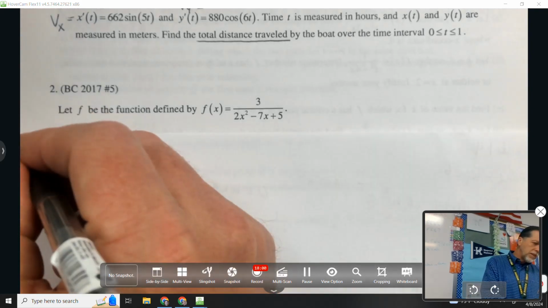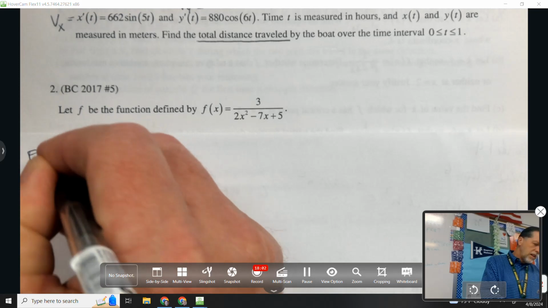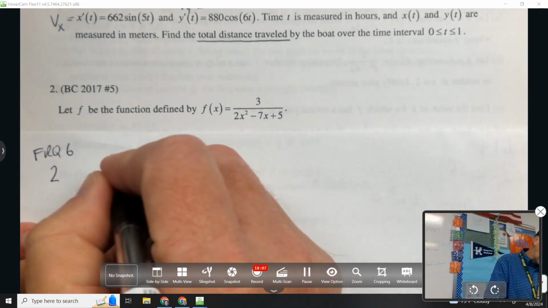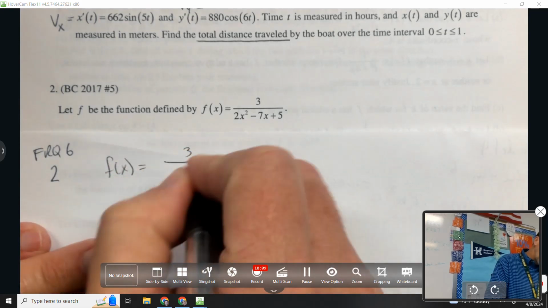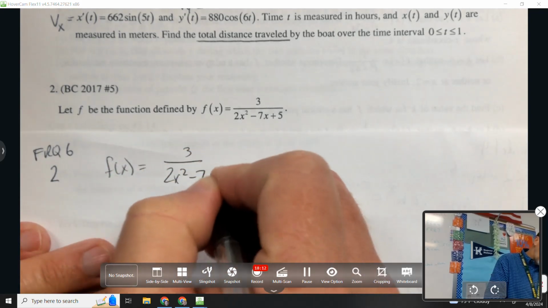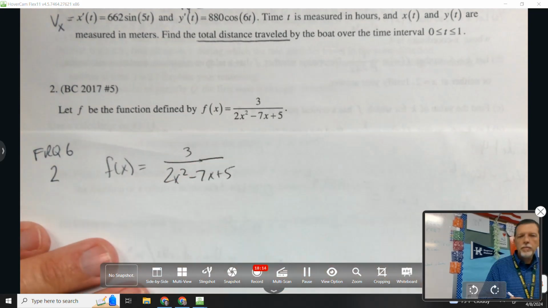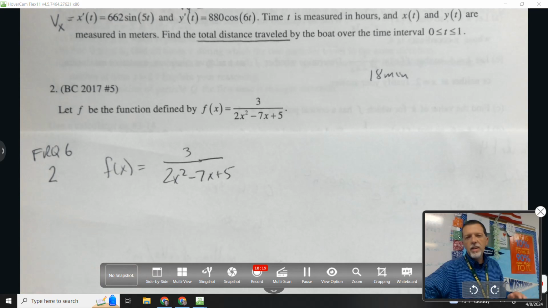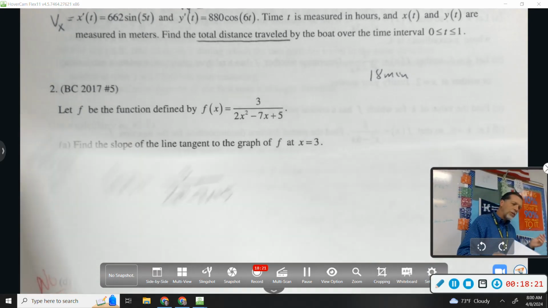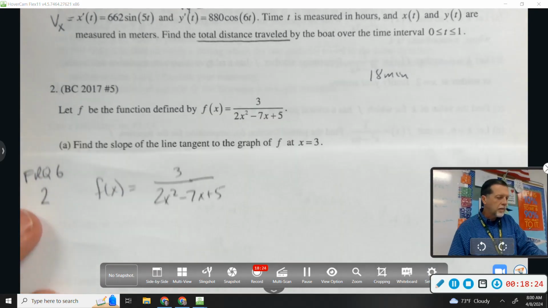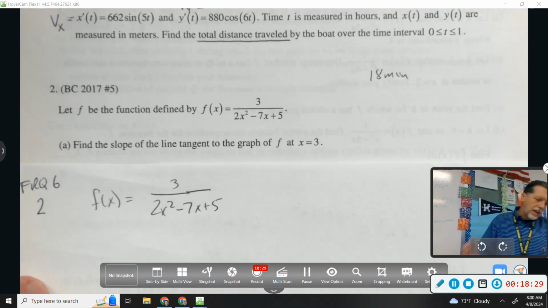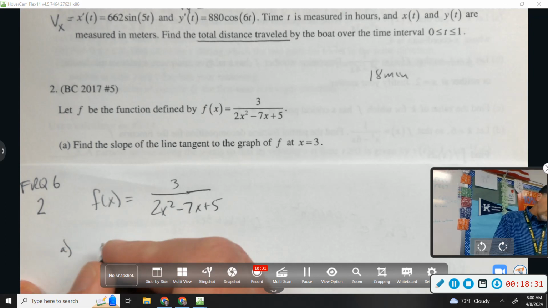Number 2. Let f be the function defined by that thing. Just note to self, we started at 18 minutes. We'll see how long it takes us. Oh, we're not doing all this one, so timing it doesn't really matter. Find the slope of the line tangent to the graph at x equals 3. Okay, so that just means find the derivative at 3.